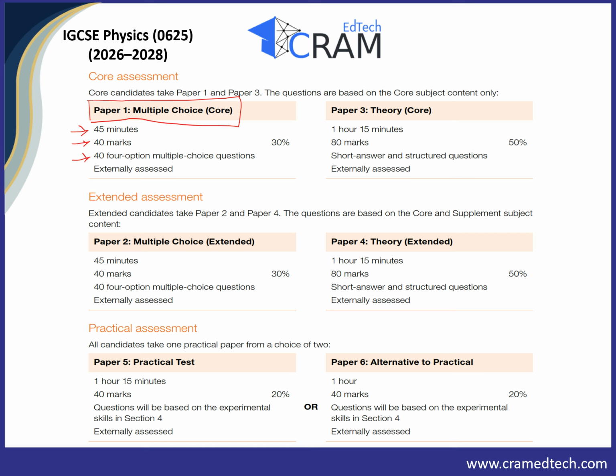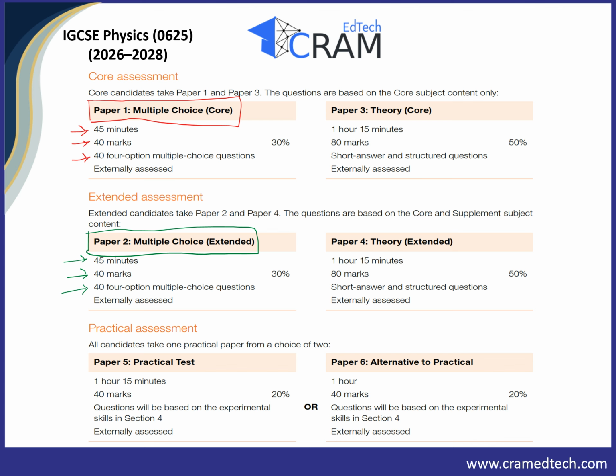While parallel to this, extended students are appearing for paper 2. This is the same as paper 1, but the difference is that in paper 1 the examiner is covering only the core learning outcomes, while in paper 2 the examiner is covering the supplement as well along with the core. So the duration is the same, 45 minutes. Marks are the same, 40 marks. The number of questions is the same, 40 questions. Each question has 4 options.